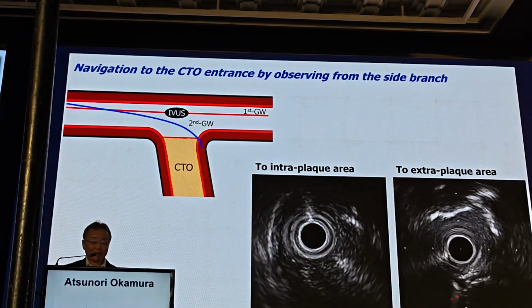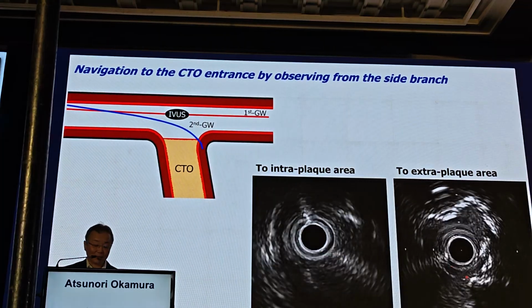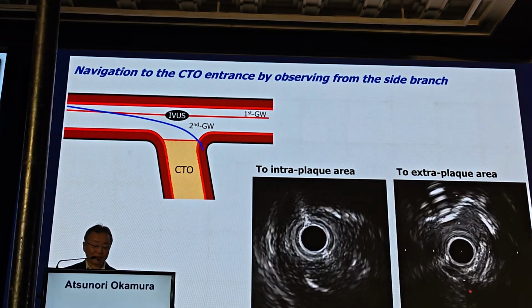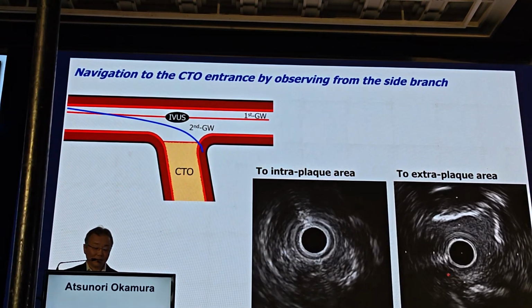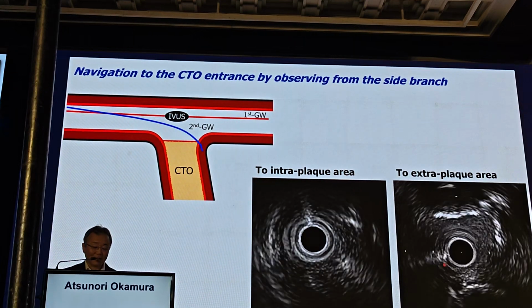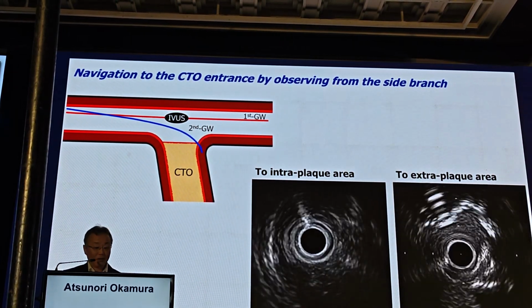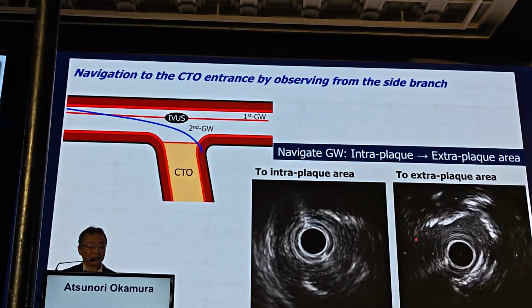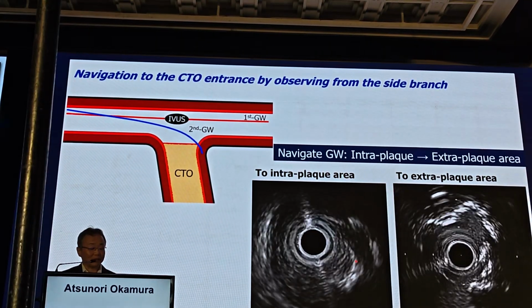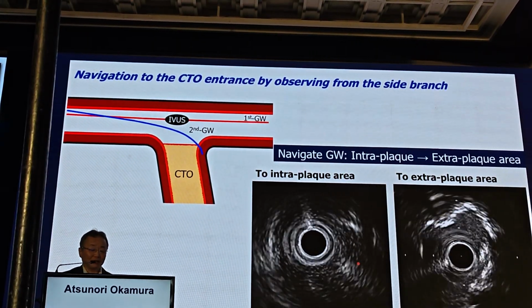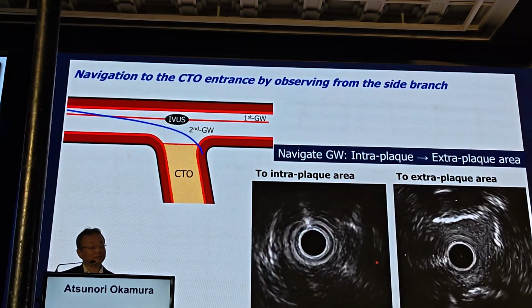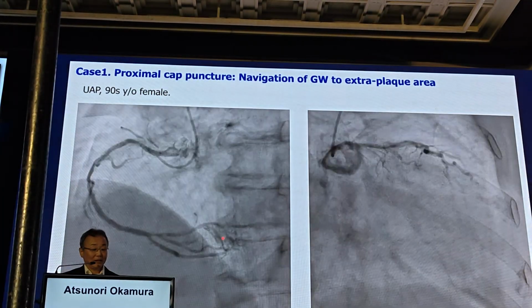But sometimes it's very difficult to advance the tip to the true lumen. There is a classification here. So your guide wire sometimes should be navigated into the sub-intimal space intentionally. So try to navigate the guide wire tip into the intra-plaque route first, but if it is difficult, navigate the guide wire to the extra-plaque space like this one.